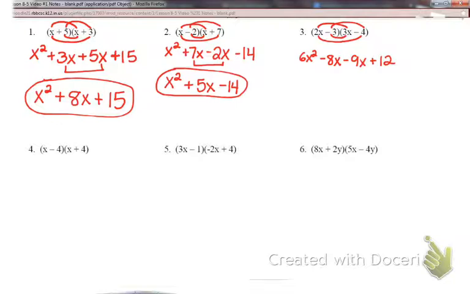Combining like terms here with my x's, this is a negative 8x minus 9x. Negative 8 minus 9 is negative 17x. And again, feel free to use your calculator with your positives and your negatives if you're unsure or just want to double check. And the 6x squared and the 12 are just going to come down because there's nothing to combine them with. So your final answer will be 6x squared minus 17x plus 12.